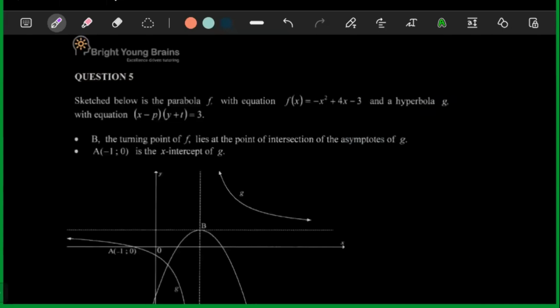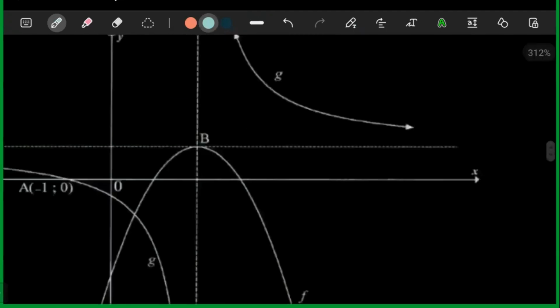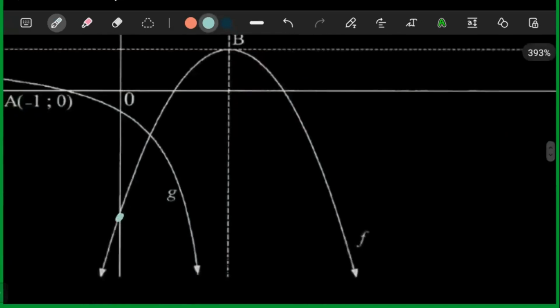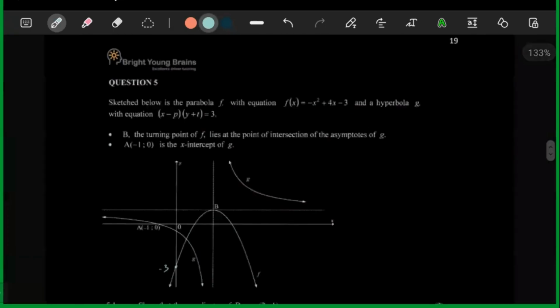Question number 5 says the following. Sketched below is the parabola f with this equation. Then it says here, and a hyperbola with this equation. This looks so familiar. So we have a parabola. Yes, it's a frowning parabola. The y-intercept is -3, so that's very important. So -3 over there. And then they told us here that our hyperbola is given by this equation.